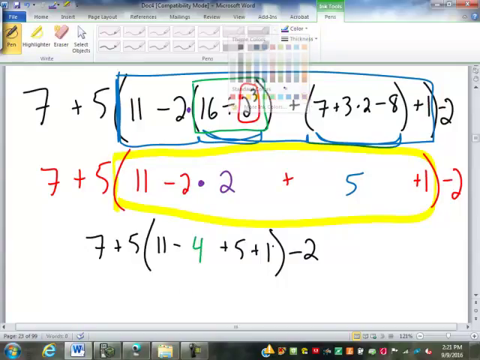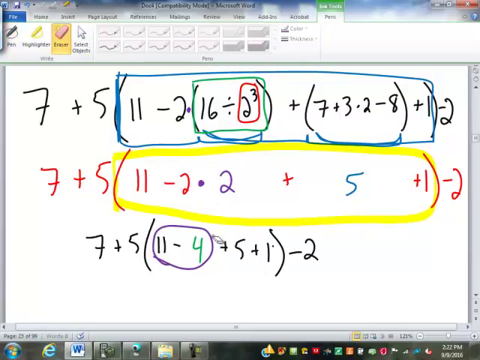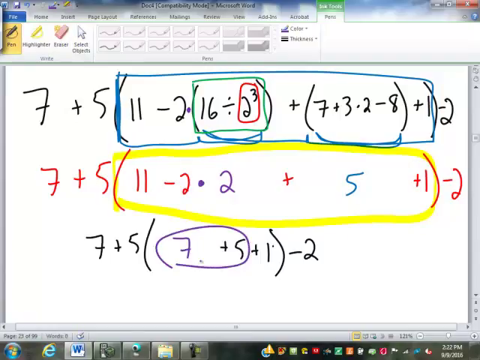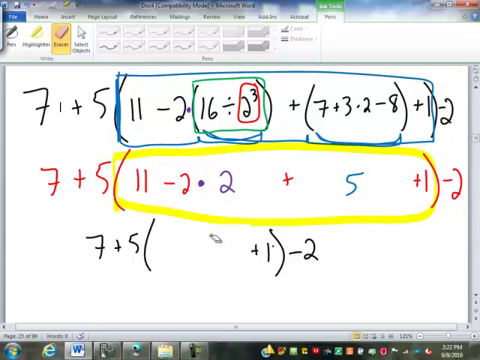So now, no more multiplication or division. So we're just going through that parentheses with our addition and subtraction, going left to right. 11 minus 4 is 7. 7 plus 5 is 12. 12, good. And 12 plus 1? 13. So once again, we've reduced what's in the parentheses to a single number.